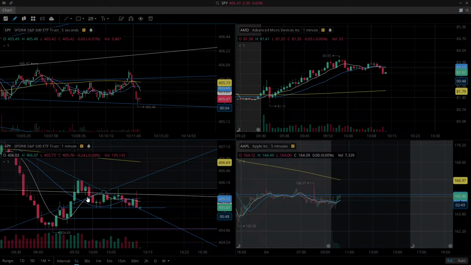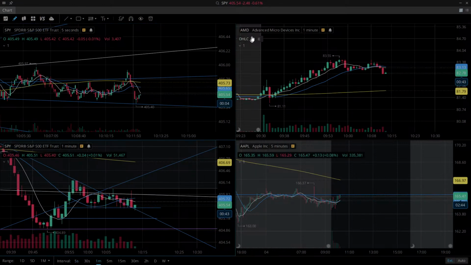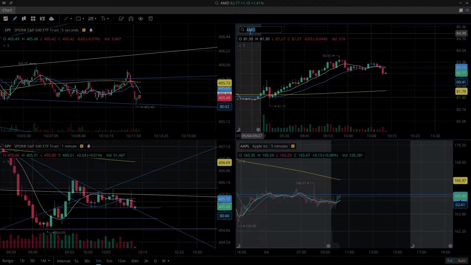So we had a quick rip up, failed breakout. Let me get a 5-minute going up here.